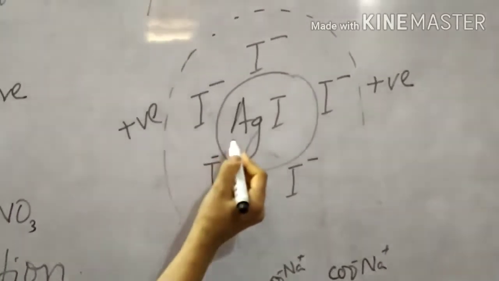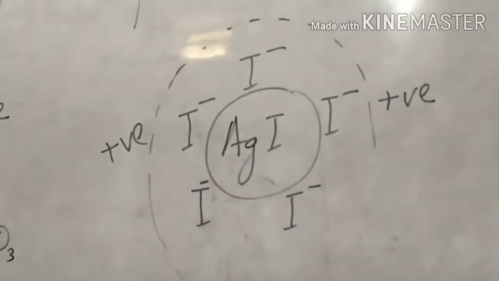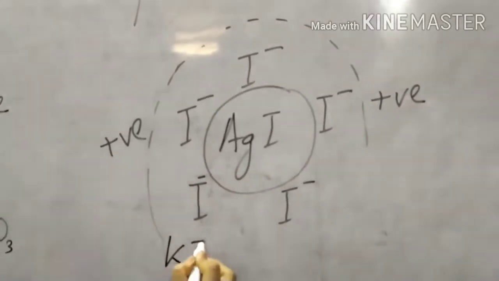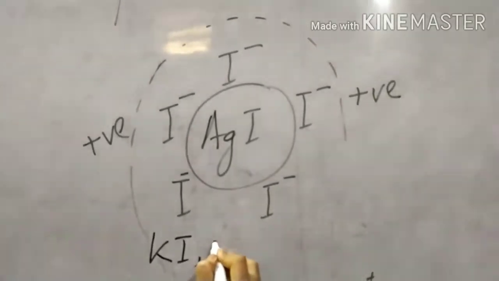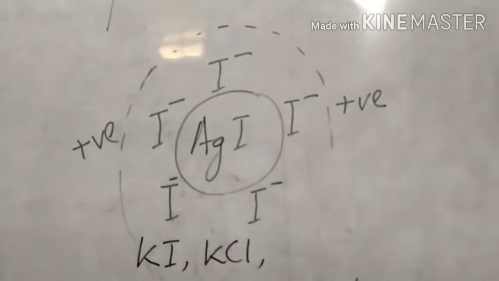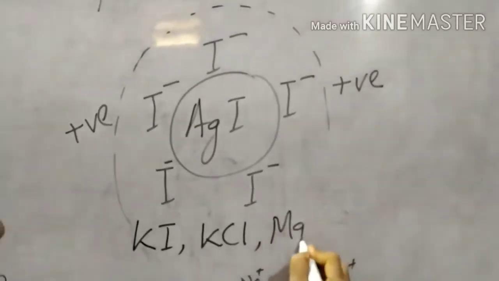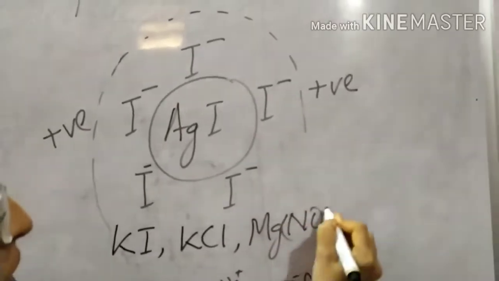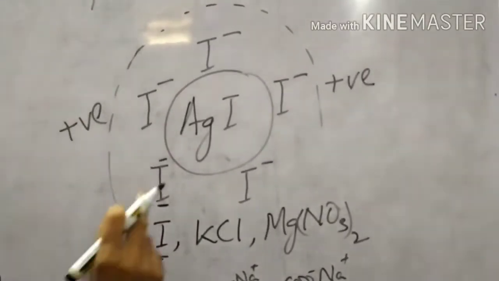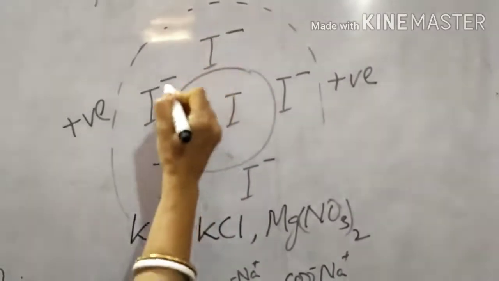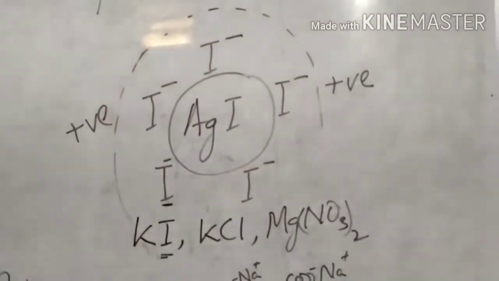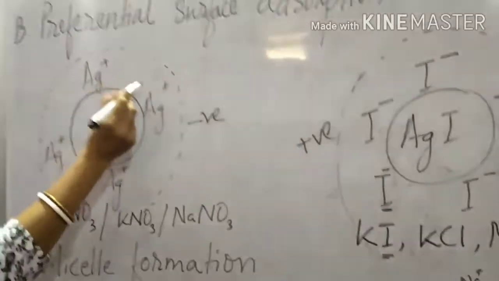Now suppose the same silver iodide is immersed in another system where I have taken potassium iodide, potassium chloride, magnesium nitrate and many other electrolyte solutions. So among all these, which ion is the same ion of the colloidal system? Iodide is the same ion. The same ion gets adsorbed on the surface, and iodide is negative, so the colloidal system is developing negative charge. But in the earlier case the colloidal system is developing positive charge.